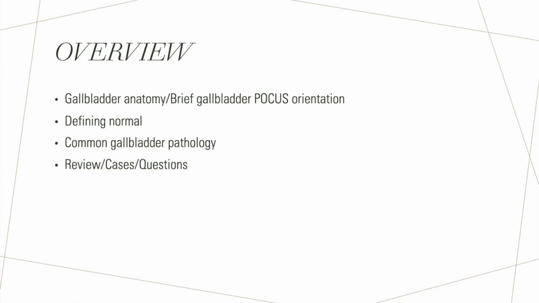So a brief overview of what we're going to go through this morning. We're going to quickly go through some gallbladder anatomy, as well as a brief overview of gallbladder POCUS, as well as defining normal, which is very important before we look at pathology. Then we're going to look at some common gallbladder pathology, and then go through some cases, and then a little bit of questions too.